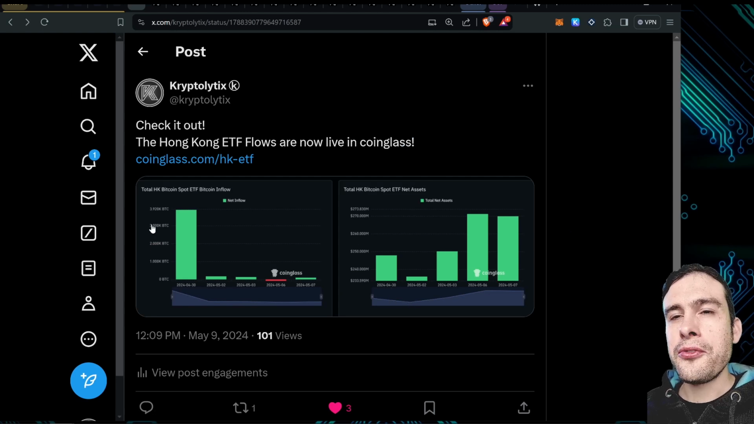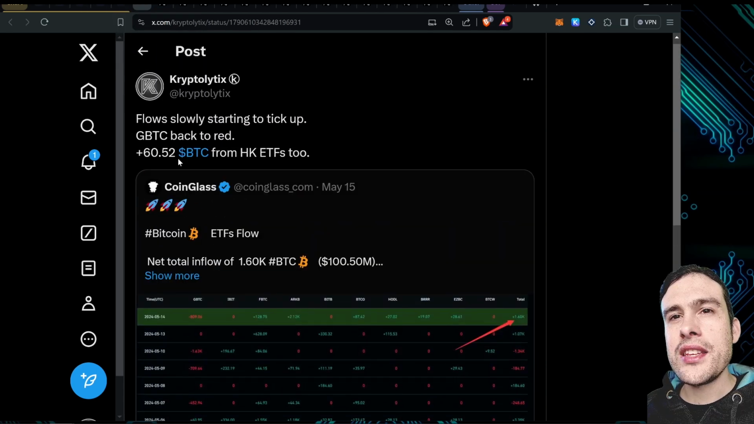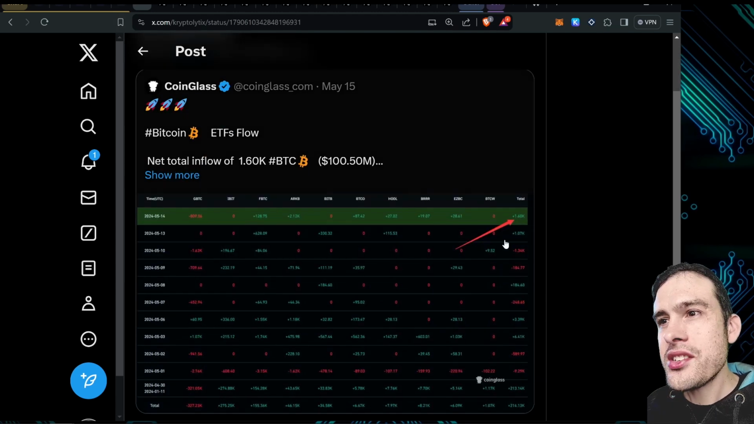So we'll just have to wait for maybe some bullish continuation in the market to start to see some of this flow up. I think we had 60 Bitcoin yesterday, so not a huge contribution. And we can see here on the other flows, so this was the 60 Bitcoin. You can see on the other flows, we're starting to slowly tick up.